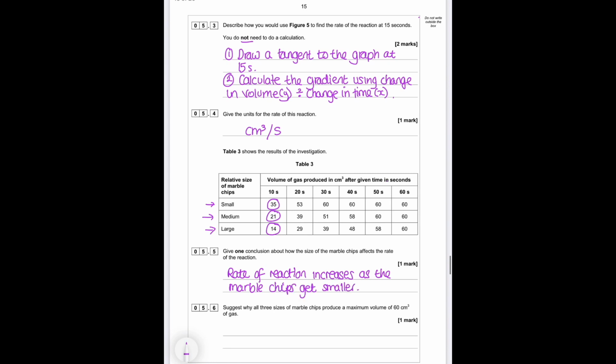Then for the next question, it says suggest why all three sizes of marble chips produce a maximum of 60 centimetres cubed of gas. They'll produce the same volume of gas if you have the same mass of marble chips to start with.